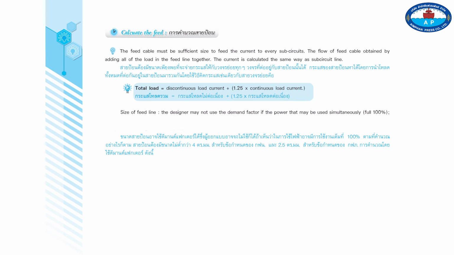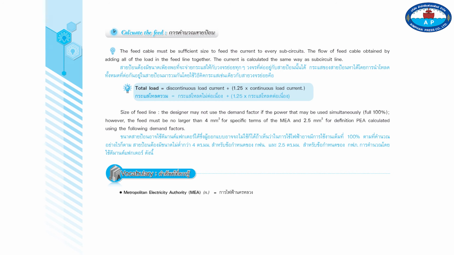Size of feed line. The designer may not use the demand factor if the power may be used simultaneously, at full 100%. However, the feed must be no smaller than 4 square millimeters for the MEA and 2.5 square millimeters for the PEA, calculated using the following demand factors.